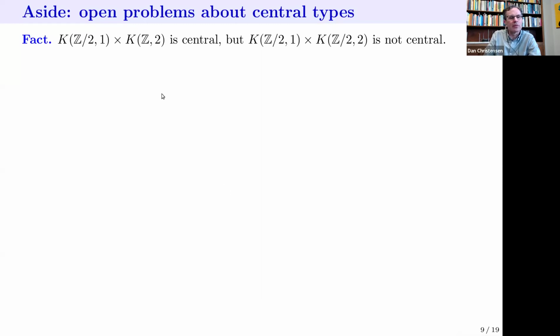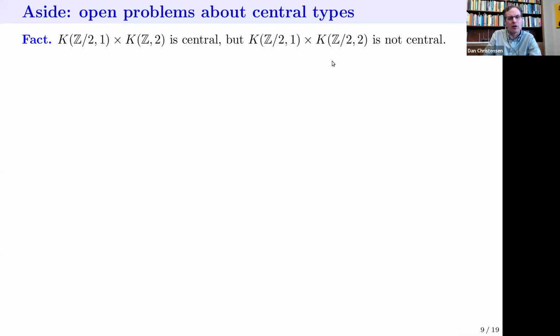Here's another example of a central type. It's easy to check that RP∞ × CP∞ is central. But RP∞ × K(Z/2, 2), so I add the mod 2 here, that one's not central. In fact, we know exactly which products of Eilenberg-Mac Lane spaces are central and which are not. It's a little bit hard to explain, so I didn't want to get into it.